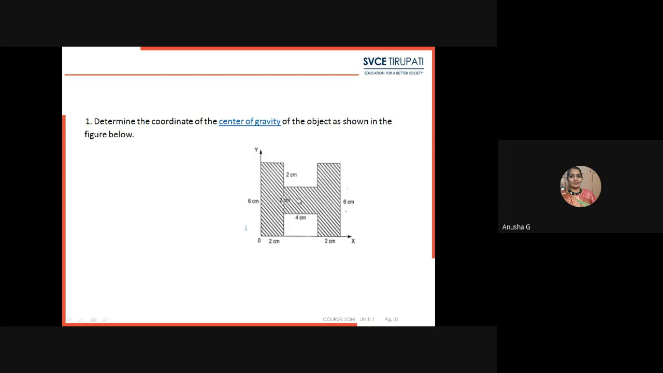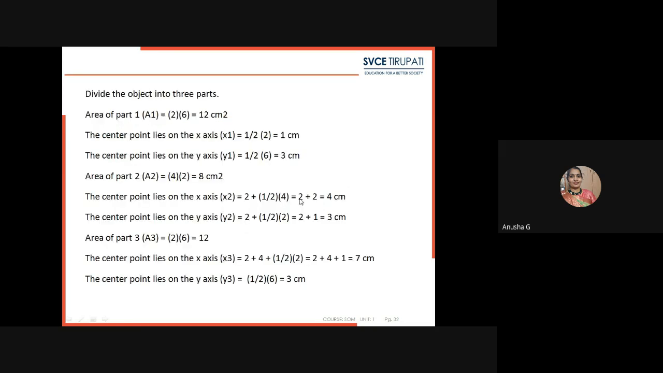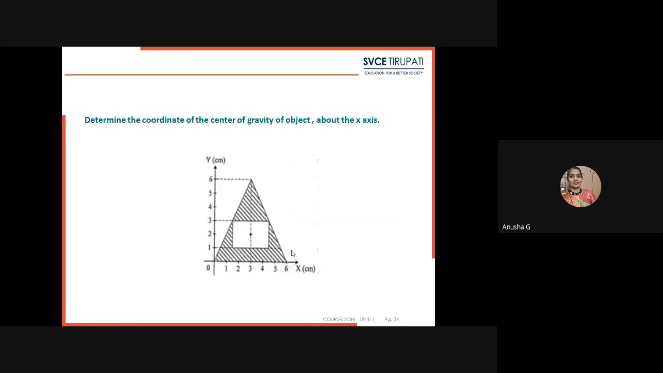Here is our centroid that has to be calculated, and then we find the centroidal distance of this H section. Okay, similarly we had to do for different types. Here they gave one triangle, in that there will be one rectangle removed. For this, what we had to calculate? First we had to calculate the triangular section centroid and then we had to subtract the rectangular section.